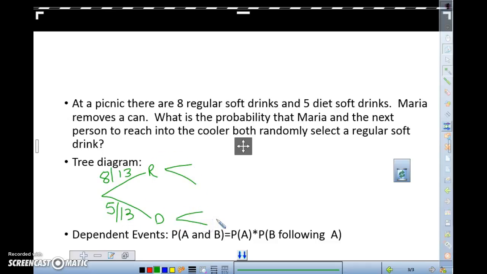Okay, now remember, this time she's not putting it back. She's going to drink one. Okay? Because we're trying to find the probability we got a regular soft drink. This is 7 out of 12. Because if she's got a regular soft drink in her hand, there are only 7 regular soft drinks in the cooler. And if she's got one soft drink, there's only 12 soft drinks in the cooler. 5 out of 12, good. Still 5 diets in there, but there's only 12 drinks.